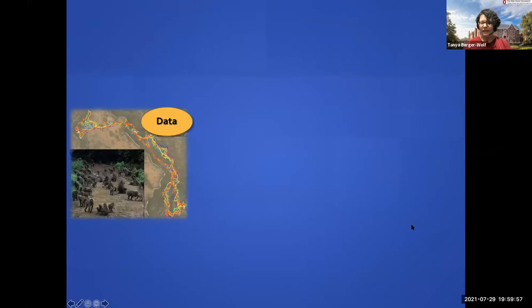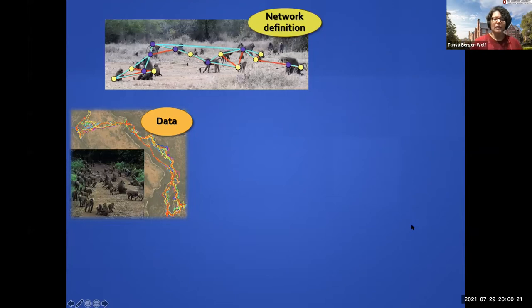So as any network analysis essentially starts, we start with data. Particularly when we talk about animals, although when we talk about humans as well, there's a lot that goes into collecting the right data where we can actually talk about social behavior and social interactions. We then define some sort of network on those data, and there are many options of how we define a network. And we'll talk a little bit about how we go from data to network and why.